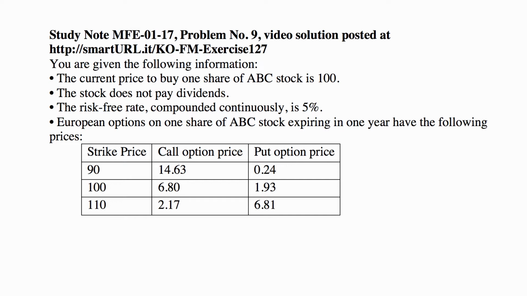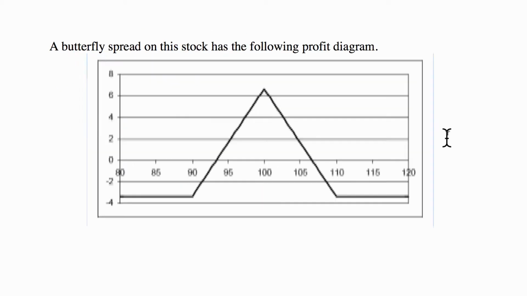For 90, the call option price is 14.63. The put option price is 0.24. For 100 strike price, the call option price is 6.80, and put option price is 1.93. For a strike price of 110, the call option price is 2.17, and the put option price is 6.81.